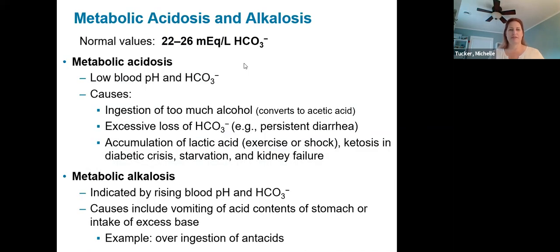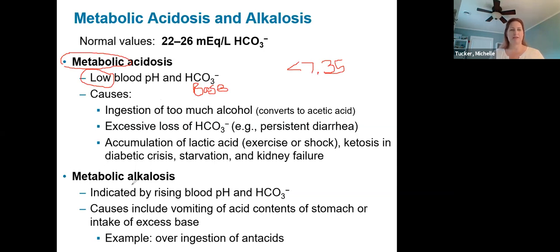For metabolic acidosis, pH, again, is going to be less than 7.35. So that's representing acidosis. And then the metabolic part is if you look at bicarbonate levels. Bicarbonate acts as a base. So in order to get metabolic acidosis, that would be from low bicarbonate. There's low base, allowing the blood to become acidic. Causes can be ingestion of too much alcohol, as it converts to acetic acid, also excessive loss of bicarbonate.